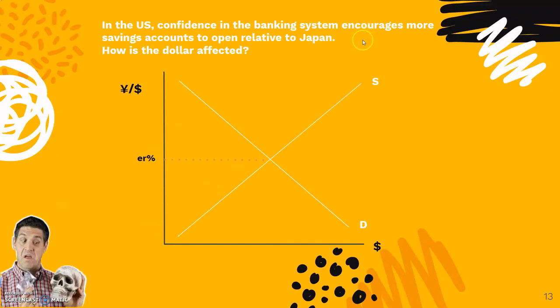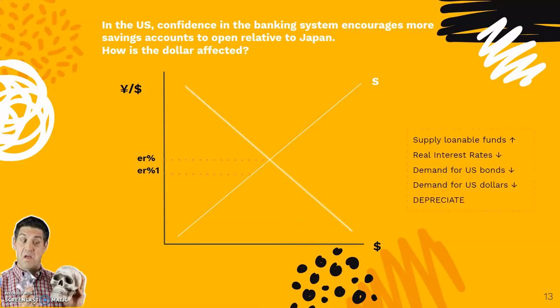In this one, confidence in the US banking system encourages more savings accounts to open relative to those in Japan. So how is the dollar affected? Well, since more people open savings accounts, on the loanable funds market, the supply of loanable funds increases, which decreases real interest rates. And since our interest rates decrease, the demand for US bonds from outsiders decreases, and therefore they will not buy as many bonds and demand fewer dollars, so overall, the dollar depreciates.